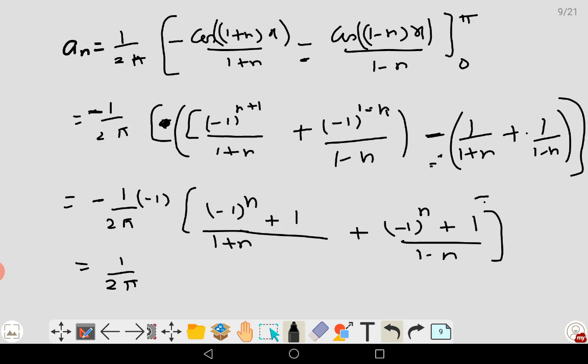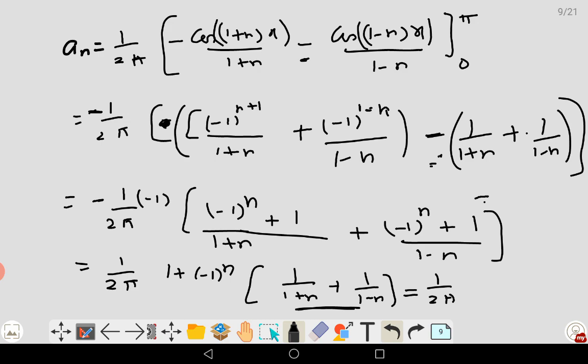Now when you simplify, this outside will be 1 over 2 pi. When you take out the common term 1 plus negative 1 to the power n, the remaining term will be 1 over 1 plus n plus 1 over 1 minus n. So take the LCM of these two terms, you will find the answer next.